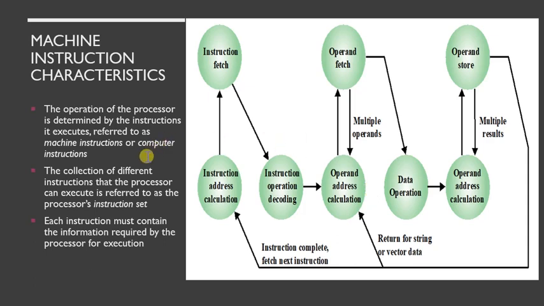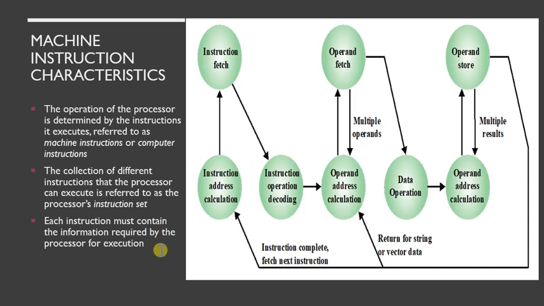It is referred to as machine instructions or computer instructions. So the collection of different instructions that the processor can execute is referred to as the processor's instruction set. And these instruction sets basically contains a set of binary numbers. Each instruction must contain the information required by the processor for execution.